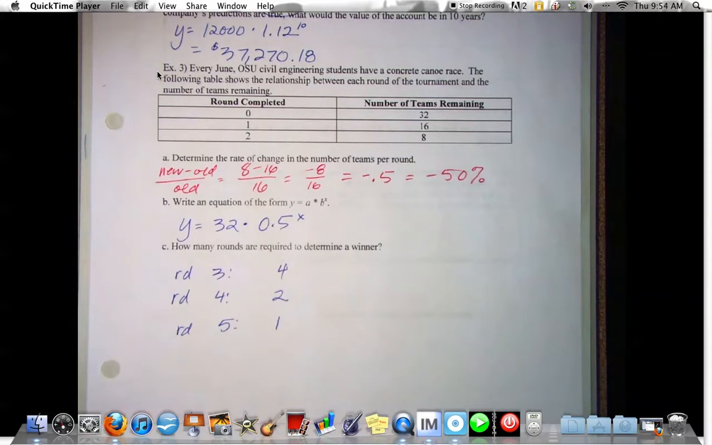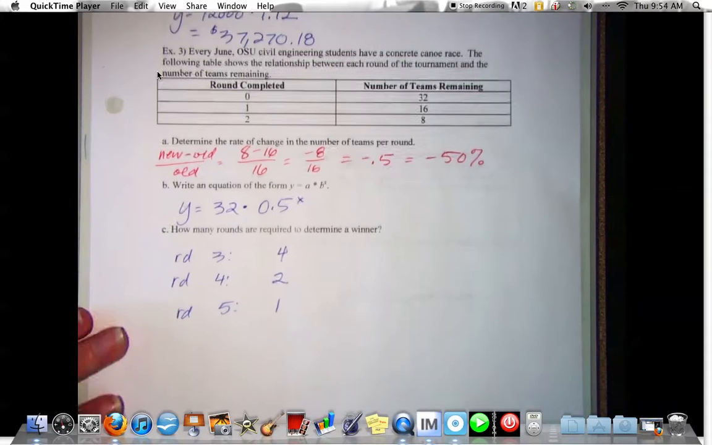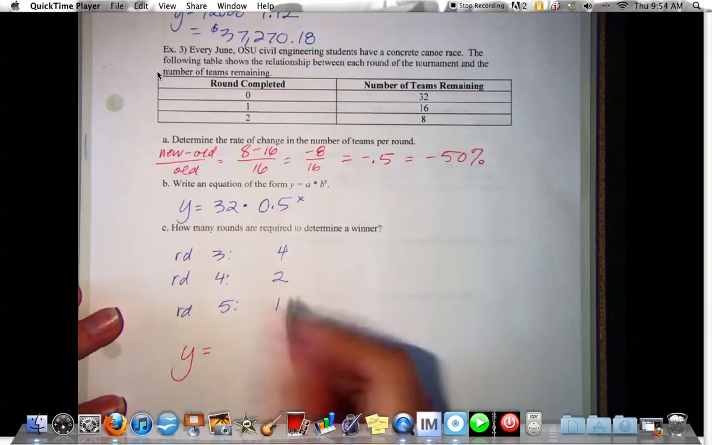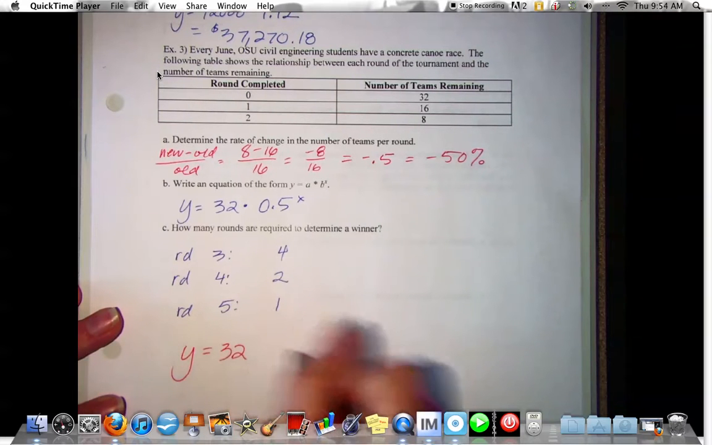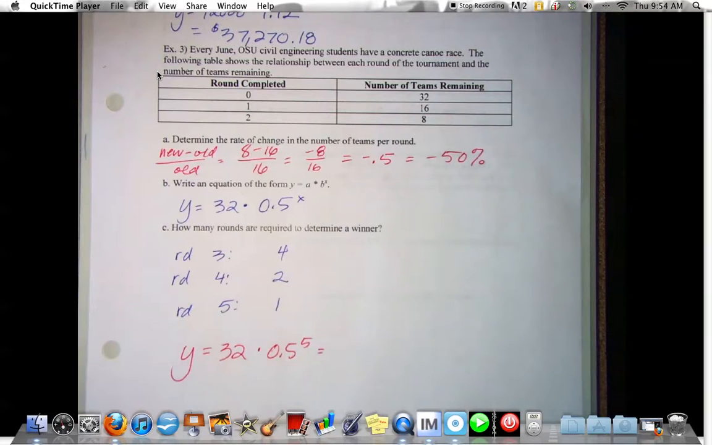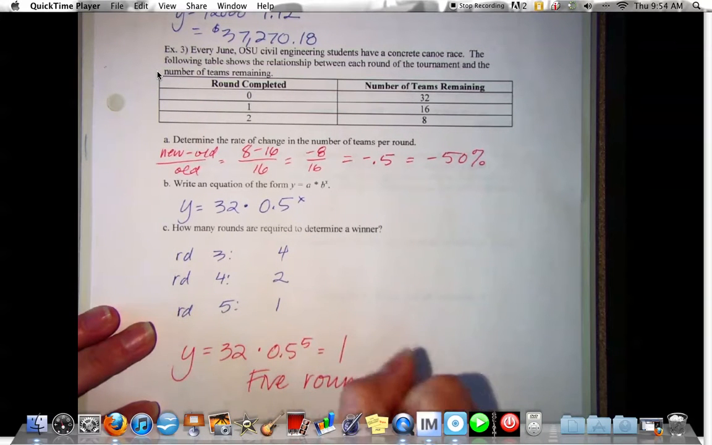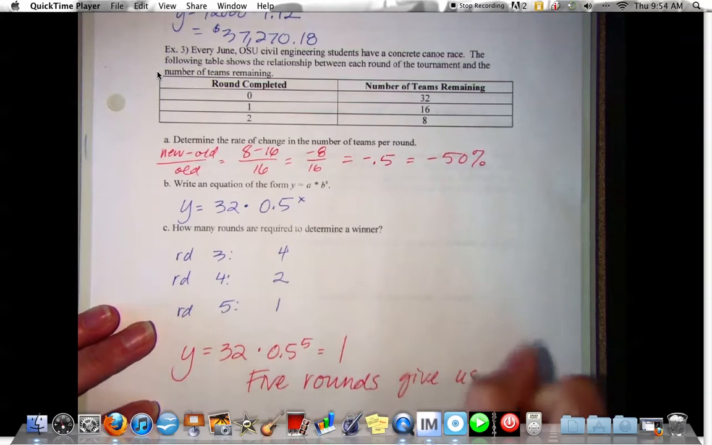How can we double check this with our equation? Multiply it to the fifth power. Yep. So we can double check it by taking our equation, y equals 32 times 0.5, raised to the 5th power. Tell me what you get. So, 5 rounds give us a winner.